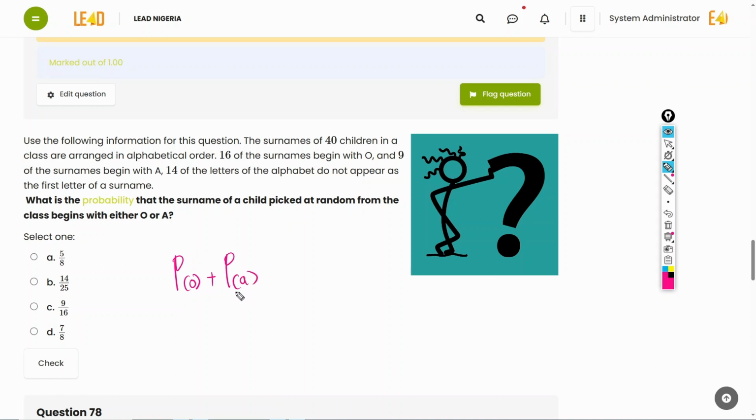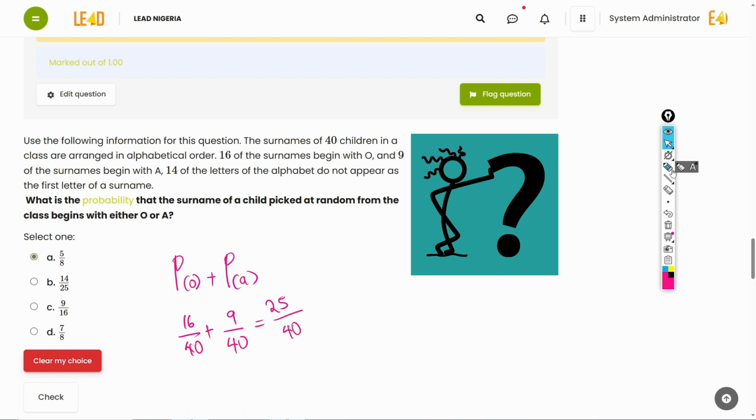Probability of O is 16 out of 40 plus probability of A is 9 out of 40. So we end up with 25 out of 40 or 5 over 8. All right, so the correct option is A, 5 over 8. Yeah, I mean, because you can reduce this to here 5, here 8, right? That will be 5 out of 8.